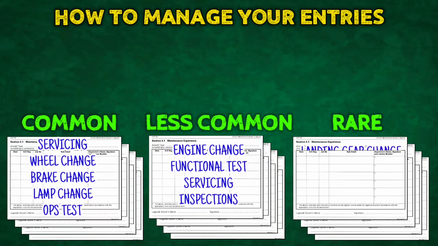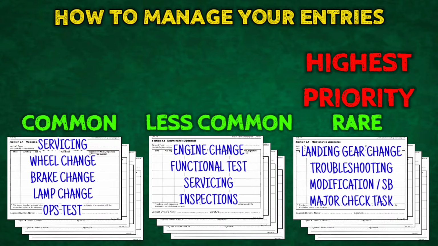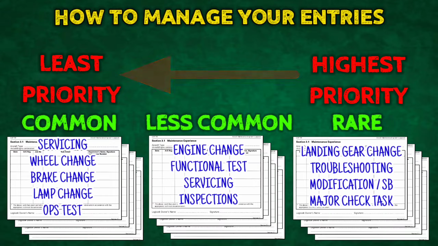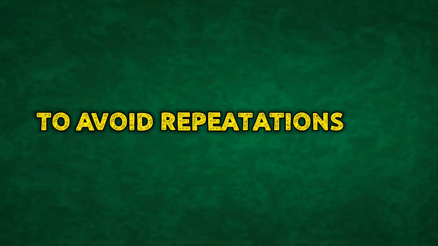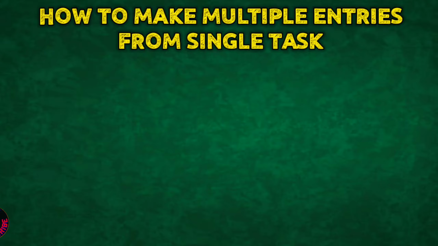Some tasks are very rarely done, like landing gear replacement, troubleshooting, modification, service bulletin, or tasks which are done in major checks. These rare tasks should be given highest priority in recording, and least priority should be given to the common tasks. It is better to write such common tasks in the last year of your experience, that is recent experience. Also, for avoiding repetition, let's see how to make multiple entries from a single task card.